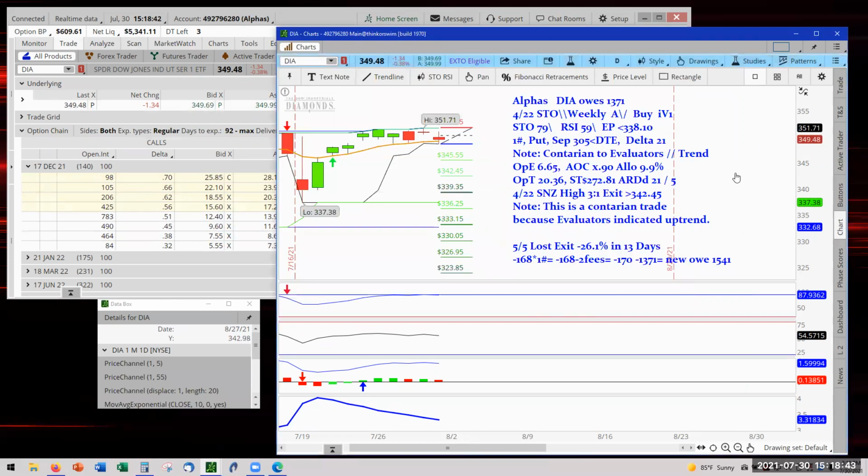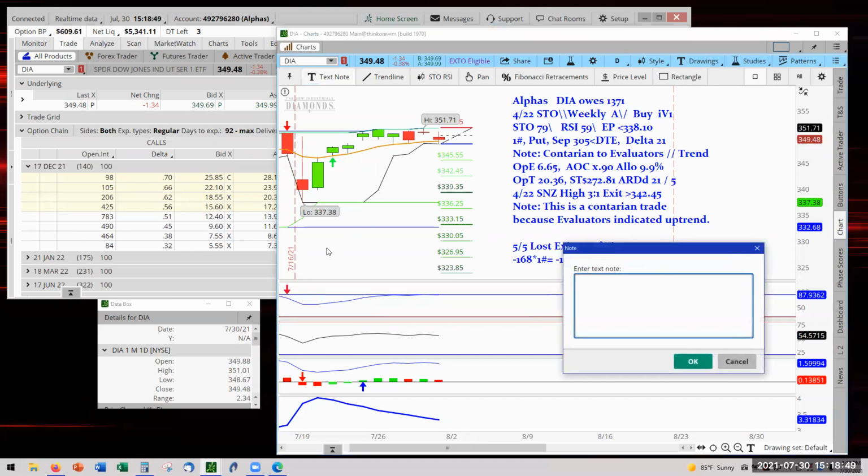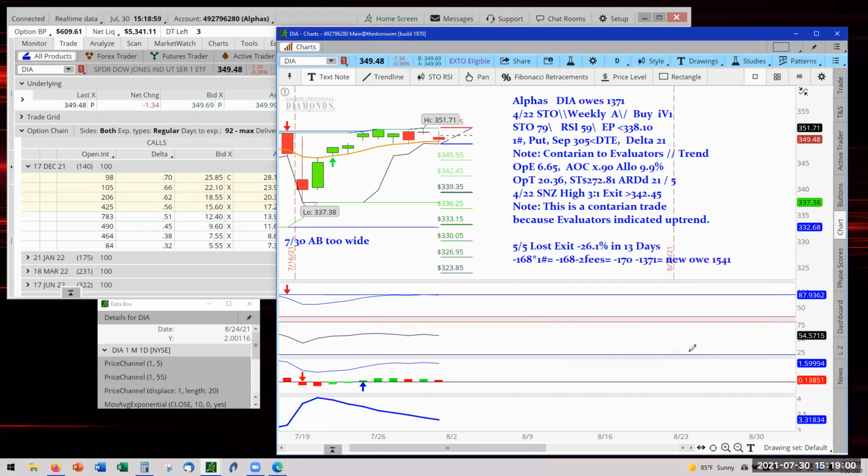Now what we do over here in our notes is, and I do this independently so I don't mess up the old notes, I'll come here and write fresh notes, and I go 7/30, AB too wide. That's it. That lets me know why I did not take that trade. It reminds me I didn't take the trade because the AB was too wide, and I have to put it someplace where I can find it.